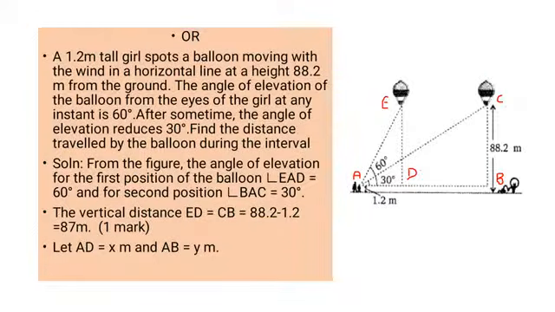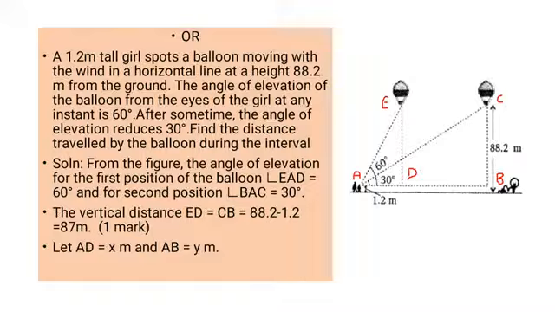This is also an optional question. Here a 1.2 meter tall girl spots a balloon moving with the wind in a horizontal line at a height of 88.2 meter from the ground. The angle of elevation of the balloon from the eyes of the girl at any instant is 60 degree. After some time, the angle of elevation reduces to 30 degree. Find the distance traveled by the balloon during the interval.